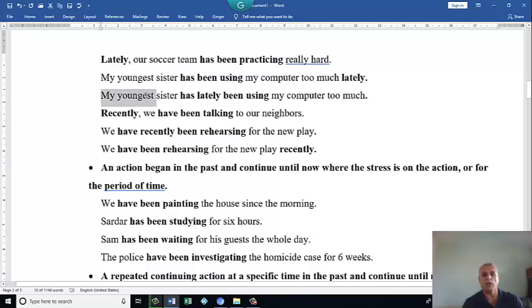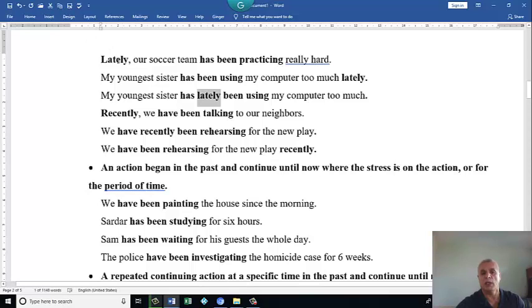Then the last one from this one: my youngest sister has lately been using my computer too much. According to British English, the adverb of duration has to be after the auxiliary verb and before the other verbs. But it depends on the situation.